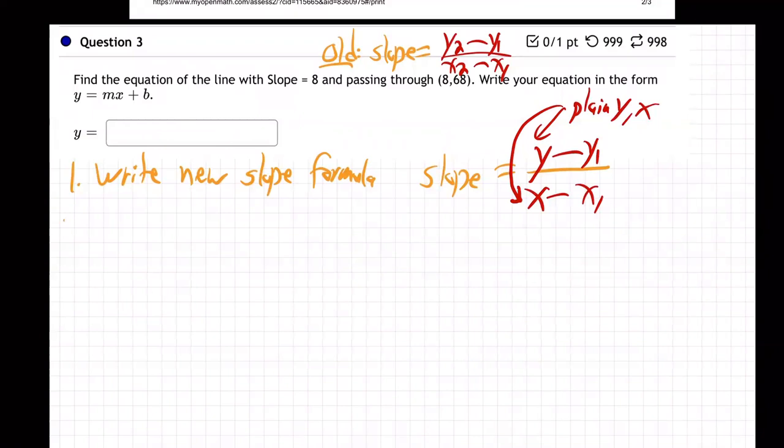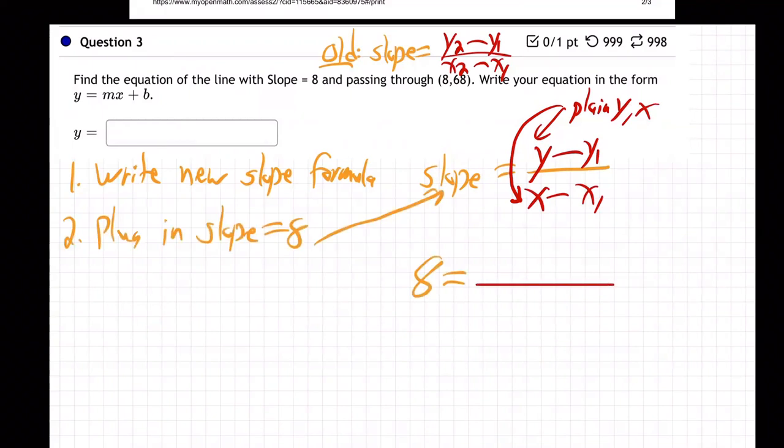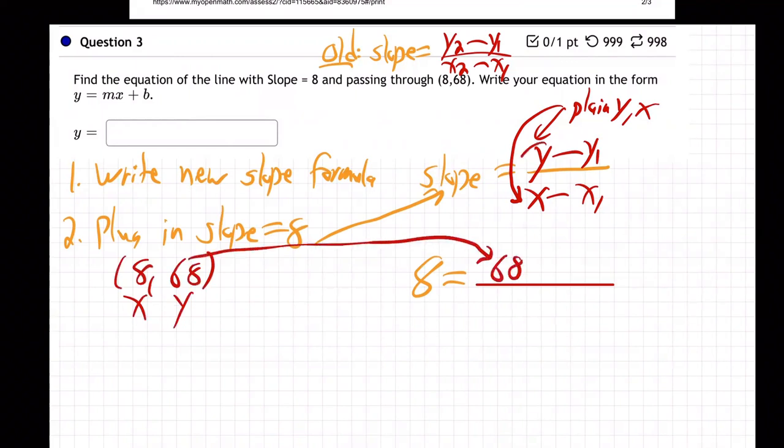Well, now plug in the slope, which is equal to 8. So this will become 8 equals. And then on the other side, we have the point 8, 68. That's x, y. Remember how x is always first, y is second? So the y, 68 right there. That's what we mean by plain y. And x, 8 right there. That's what we mean by plain x. And then minus y1 over minus x1.